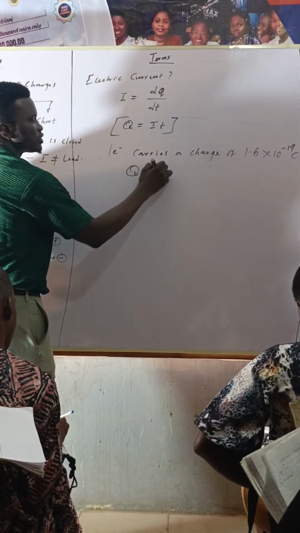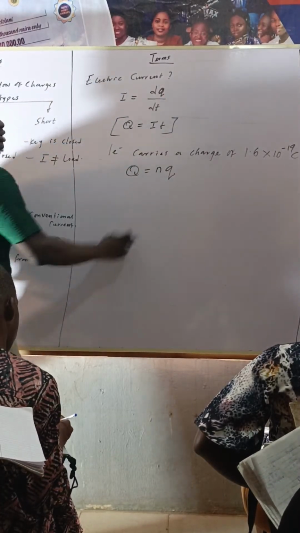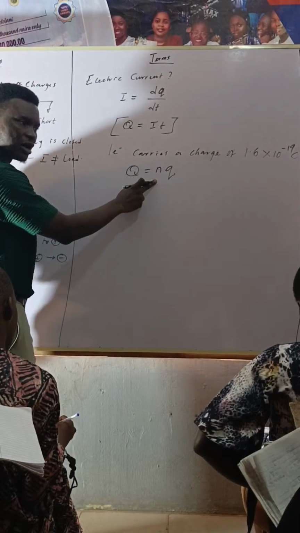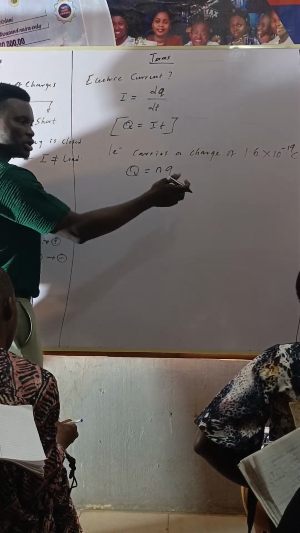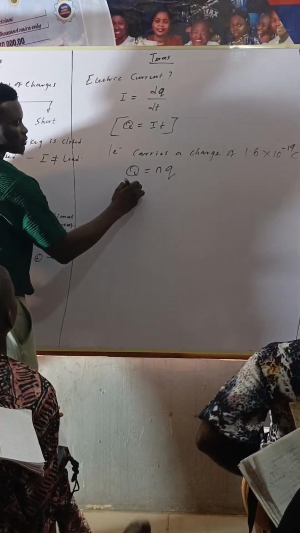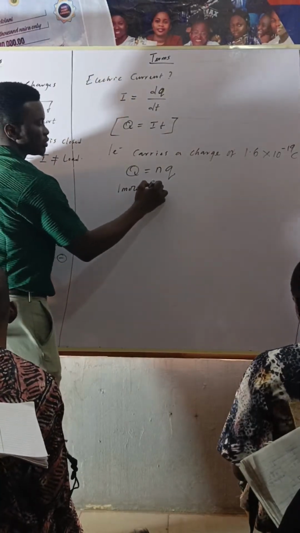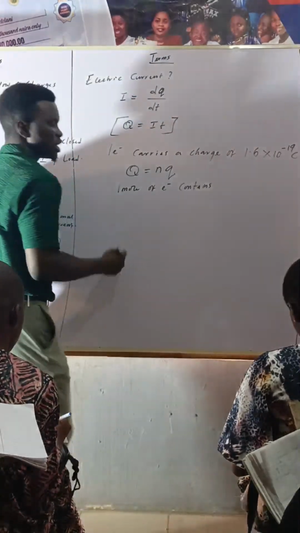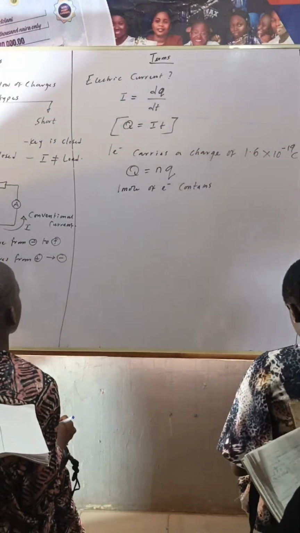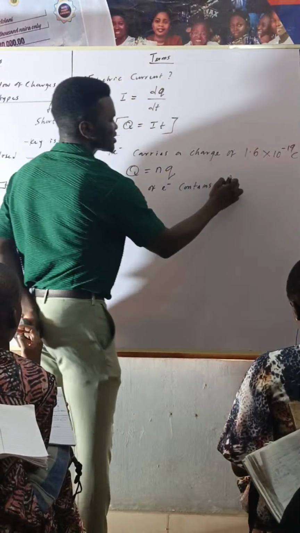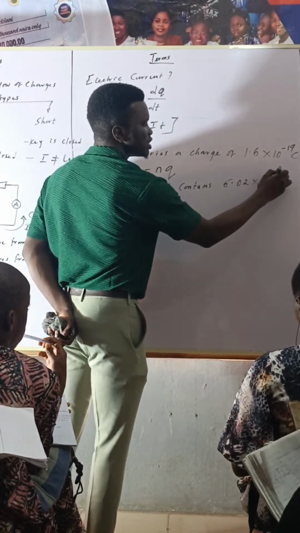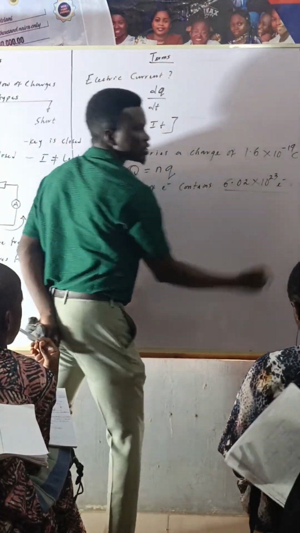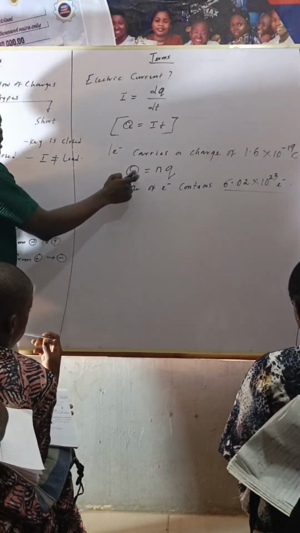The formula is Q is equal to nq. This n is the number of electrons, not number of moles now, number of electrons that are flowing. But you know that in one mole, how many electrons do I have? Basic chemistry. One mole of electrons is what? That's 6.02 times 10 raised to 23 electrons. So if I say I have one mole of electrons, it means this is the total number of electrons.